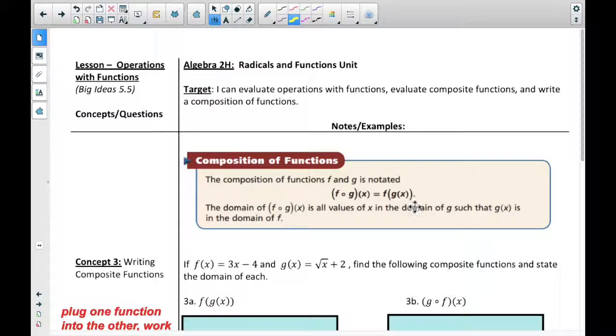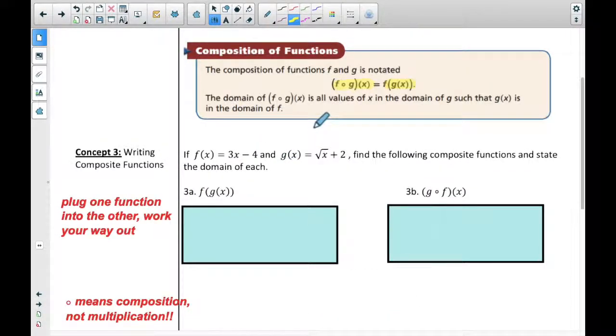And so we talked a minute ago about how we do the inside part and work our way out. Same thing if it's in this notation. These two are just two different ways of saying the exact same thing. They also have a note here about the domain. We're not going to worry about that too much, but I do want you to notice the notation. That's what I want to point out here.